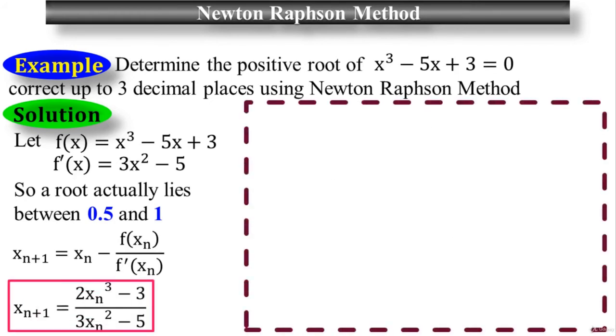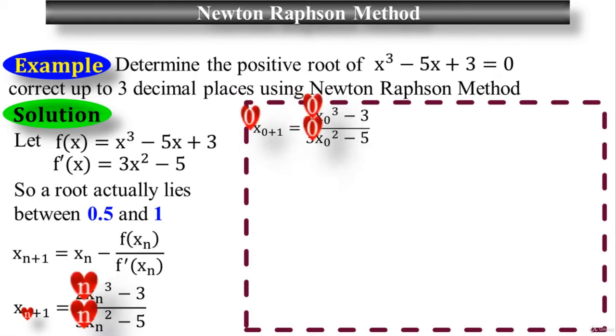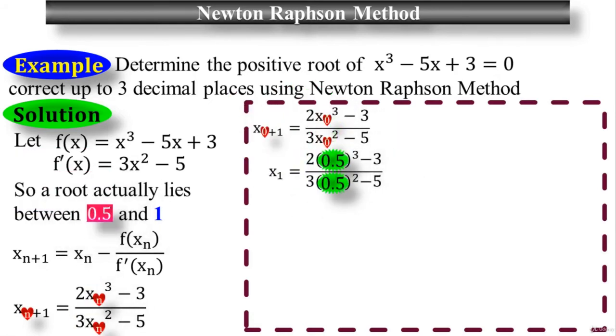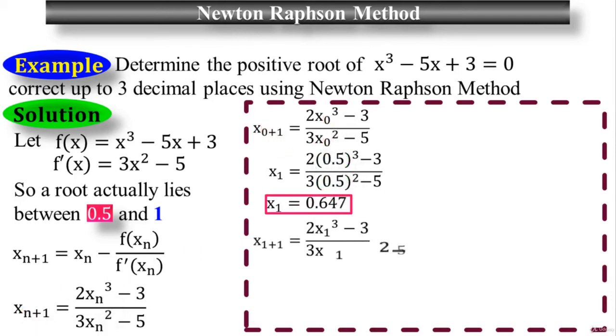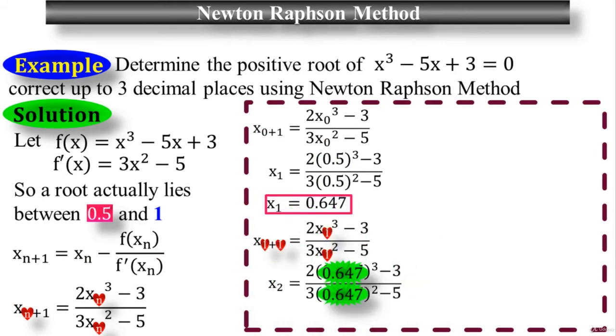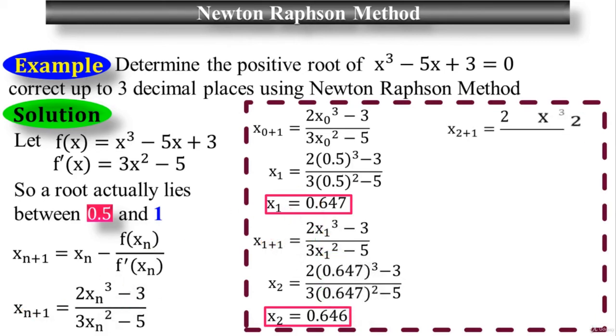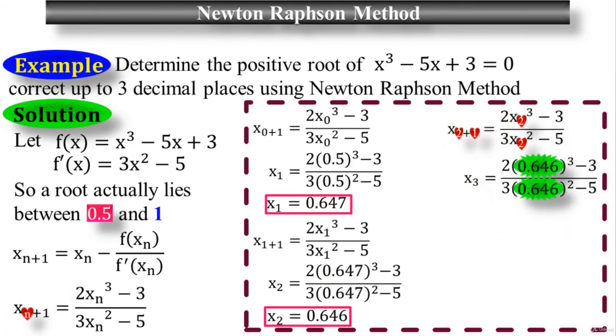Now I'm going to do the iteration process here. Take the equation and substitute the initial value, which is 0.5. This is my x sub 1, the approximate value of the first iteration. Repeat the process again and substitute the value of x sub 1, which is 0.647. This is my x sub 2, the second approximate value of the second iteration. Repeat the process again and substitute the value of x sub 2, which is 0.646. This is my x sub 3, the approximate value of the third iteration.